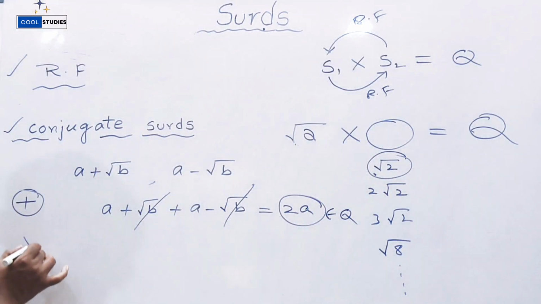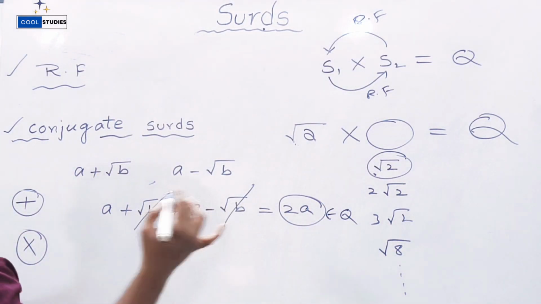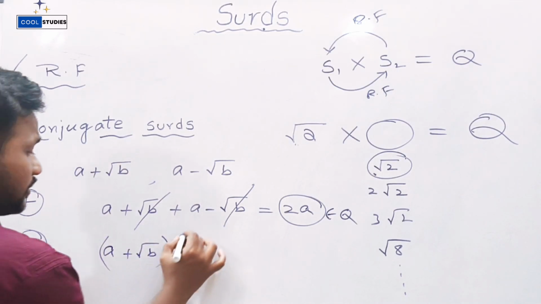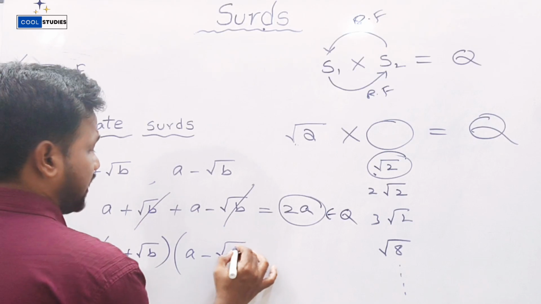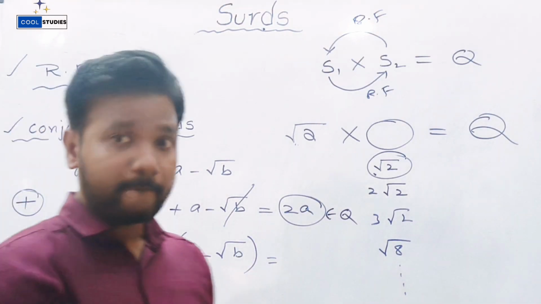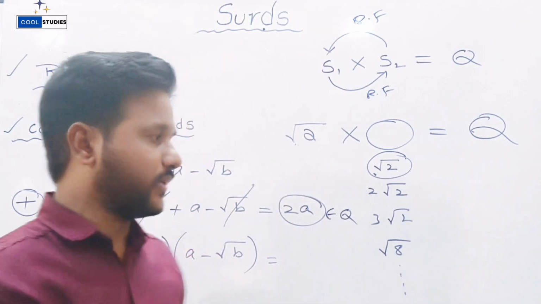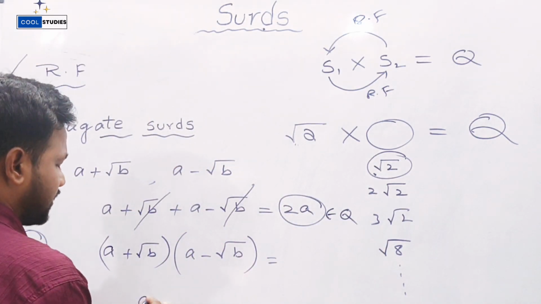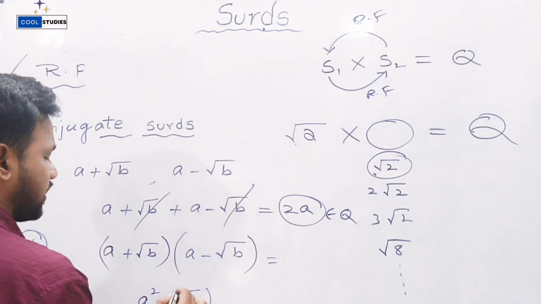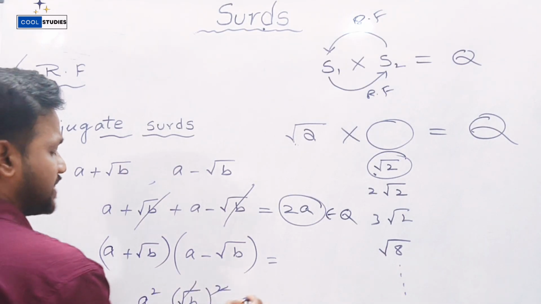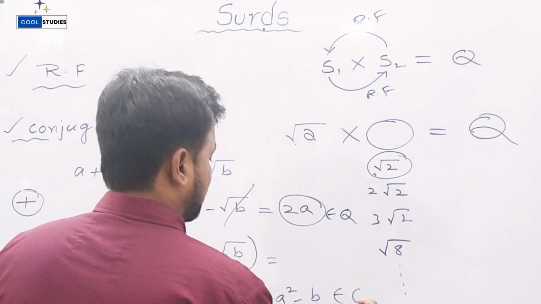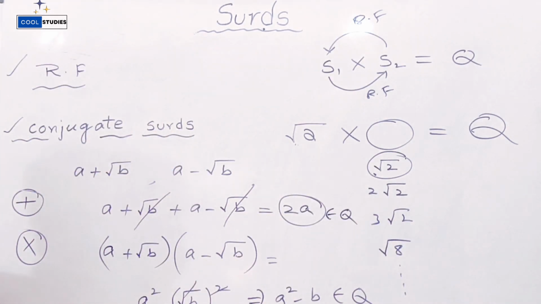Let us do one more operation, that is multiplication. a plus root b into a minus root b. What answer do we get here? a square minus root b whole square. Square and root cancel. What do we get? a square minus b. This also belongs to rational numbers.